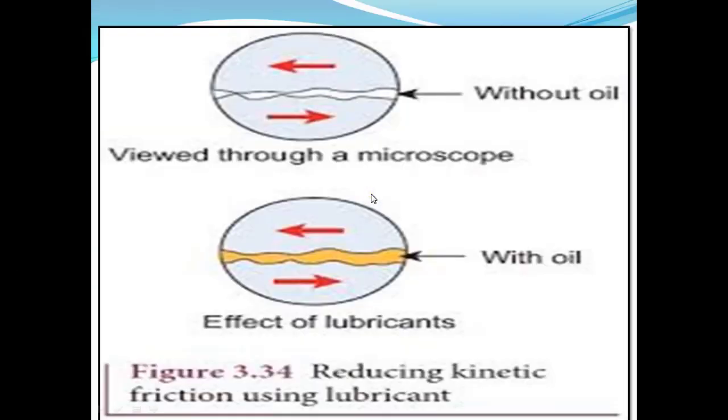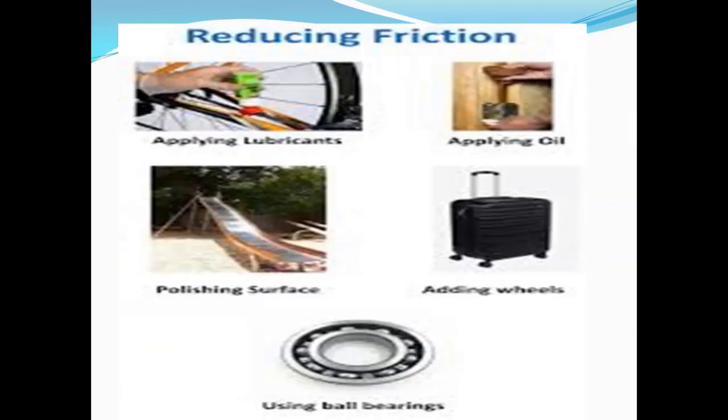Also we can see in this picture a view through a microscope, without oil, and if oil is put here, then what kind of friction you are observing. So it is the effect of lubricants, reducing kinetic friction using lubricants. So this is the way that we can reduce friction.